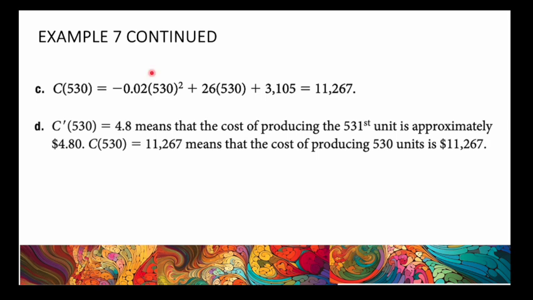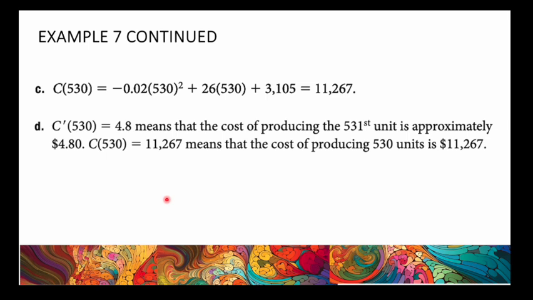So in part C, we were asked to find the value of the cost when 530 items were produced. This is where you have to be careful. This is C without the prime. This is the cost function. So we want to make sure that we're plugging that 530 into the correct function. So when we plug in 530 for x into the cost function that we just found, we get $11,267.